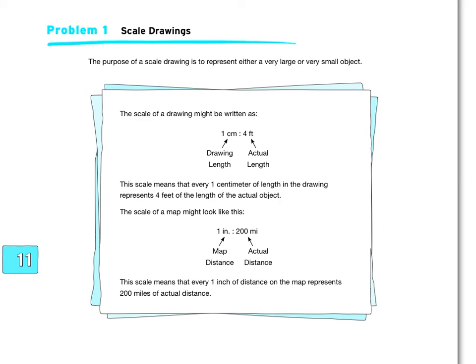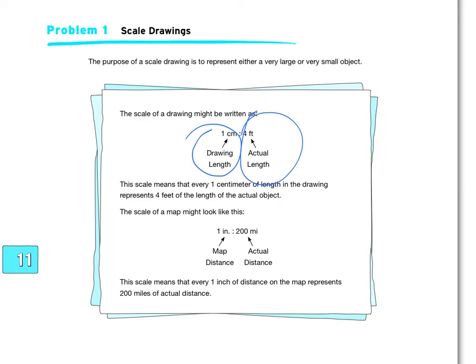The purpose of a scale drawing is to represent either a very large or a very small object. And we have kind of talked about this: are we talking about the solar system, which would be a very large object, or are we talking about an atom, which would be a very small object? Usually, not every single time, but usually we have the model over the actual, which would be the drawing length over the actual length. Which means, this scale means that for every 1 centimeter on a picture, in the real world, it's 4 feet. So 1 itty-bitty teeny tiny centimeter is 4 feet in the real world.